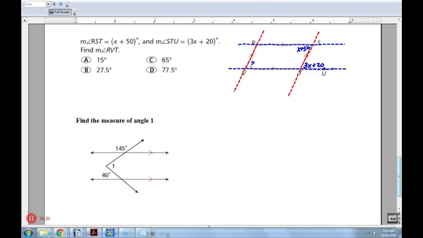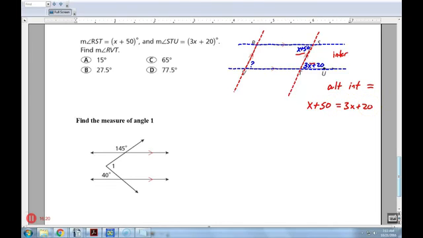So let's go ahead and try to tackle it. Well, when I look at these two angles that were given to me, I notice that they are on the interior of the blue lines, of the parallel lines, and they're on alternate sides of the transversal. So these two are alternate interior, which I know have to be equal. So I set up my equation, x plus 50 equals 3x plus 20.